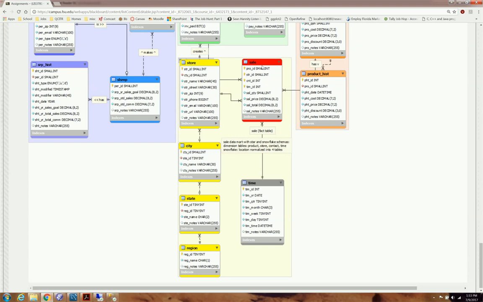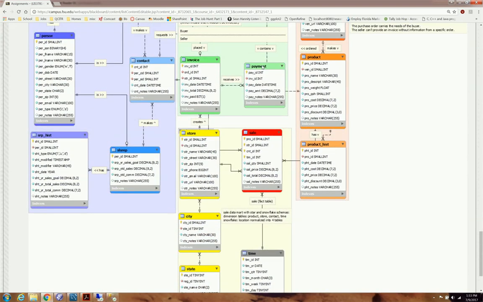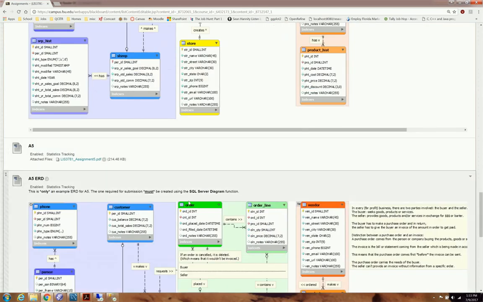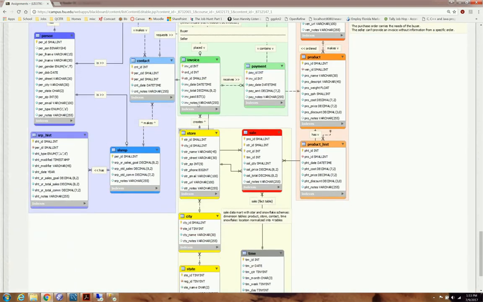All right, let's begin. Now, there is a difference, and I want to focus on that difference in the store table. So, you'll notice here in assignment number 4, we have store ID, name, street, city, state, zip, like we did before. But in assignment number 5, we have an additional attribute called city ID.